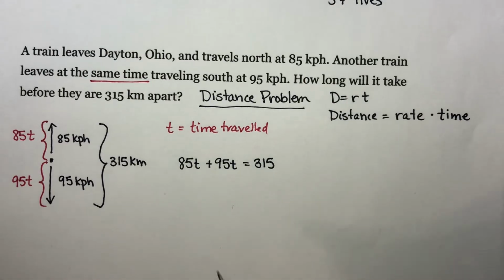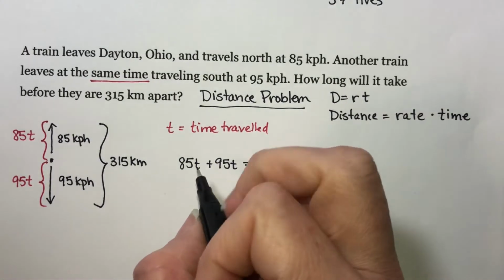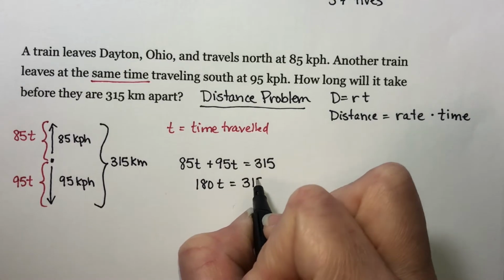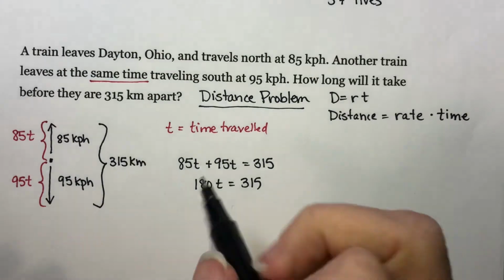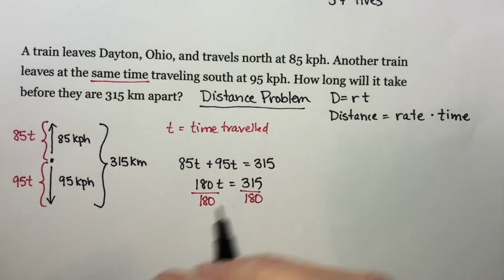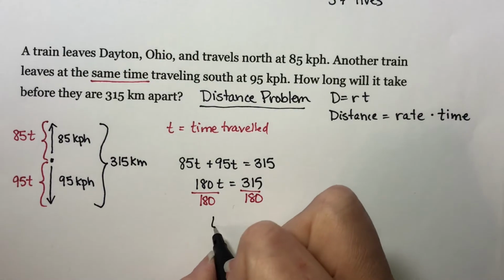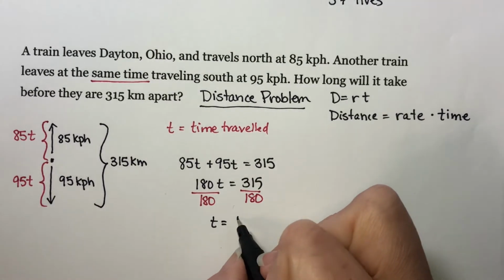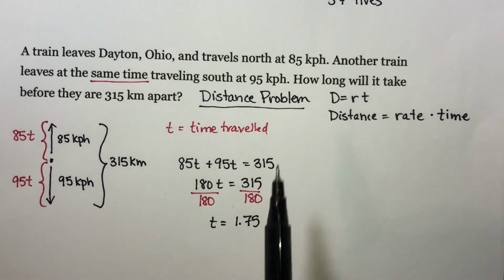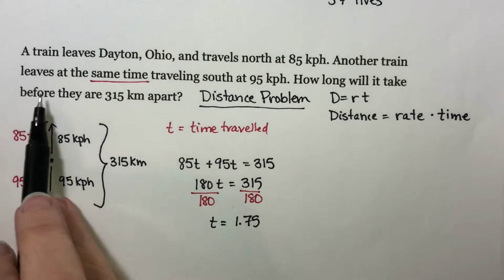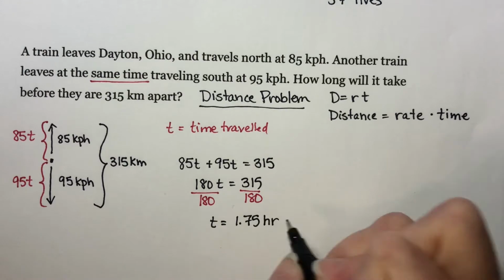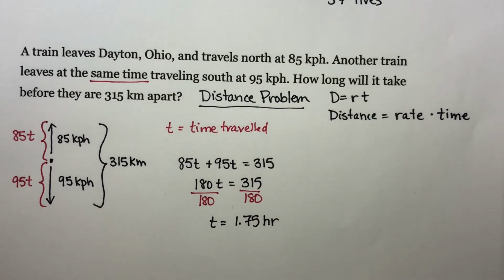Okay, so if we combine like terms, 85 plus 95, we get 180t is equal to 315. Divide both sides by 180. And we end up with t is equal to 1.75. These were in kilometers per hour. This is our time. We were asked to find how long it would take. So our answer is 1.75 hours. That's your answer.